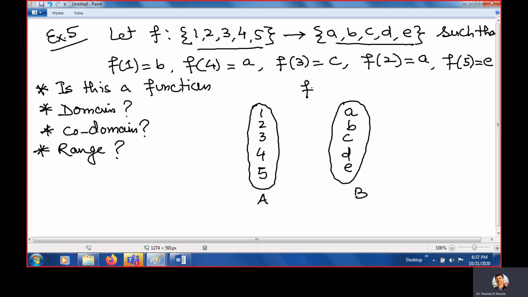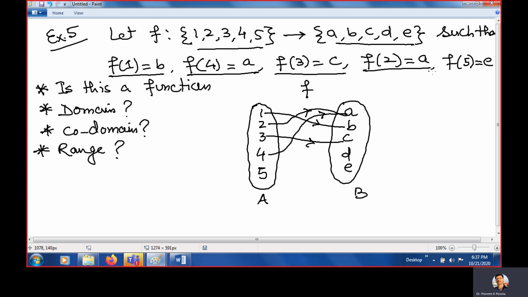And they are connected through F. So look, F1 is equal to B. So the image of 1 means 1 is connected with B, 4 is connected with A, 3 is connected with C, 2 is connected with A, and 5 is connected with E. Clear? So if you see, all elements of A are connected.